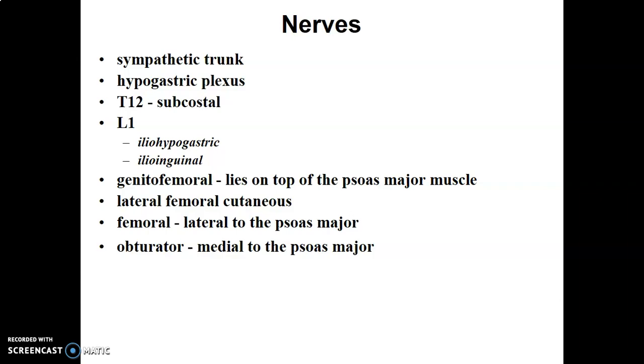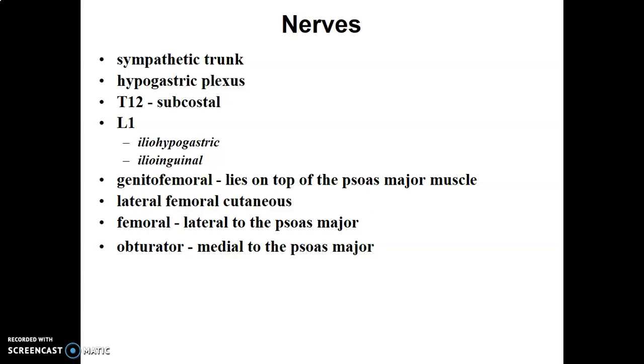So we have retroperitoneal nerves. Which nerves are found in the retroperitoneum? You have the sympathetic trunk, hypogastric plexus, and nerves such as the T12 nerve, which is the subcostal nerve, and the L1 nerve from the L1 segment of the spinal cord.